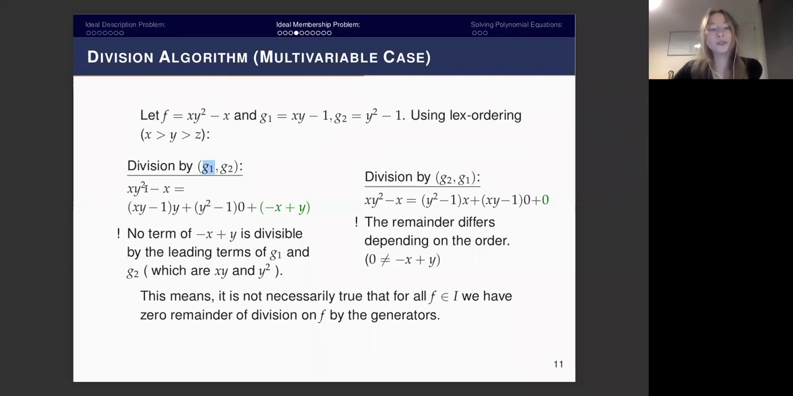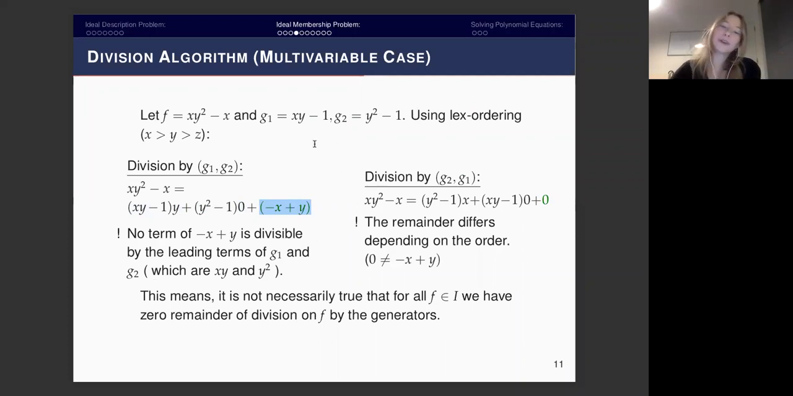And I am considering the leading term of f, which is this, and the leading term of g1, which is this one. To be able to obtain this, I'm multiplying g1 by y, and I obtain the following expression. Then I check what is left here. It is minus x plus y, but no term of it is divisible by the leading terms of g1 and g2. This means that my division has ended.